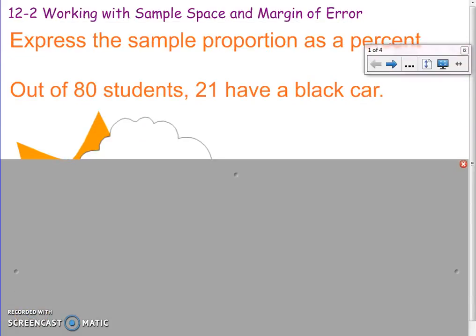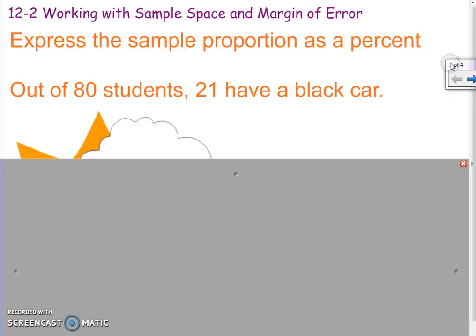All right, so let's look at a couple other things with statistics. It says express the sample proportion as a percent. So don't overthink this. Out of 80 students, 21 have a black car. So what percent of students have black cars? What would we do?